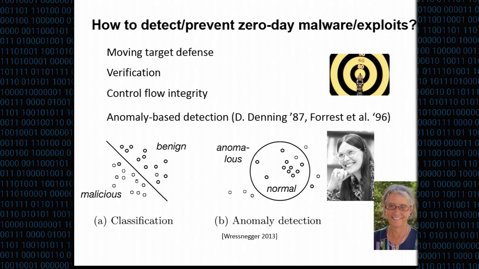Control flow integrity is something we're going to talk about. It's also another complementary, sort of orthogonal technology to anomaly detection.